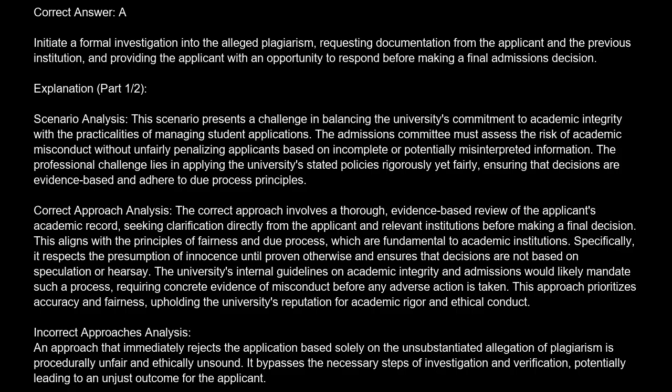hearsay. The university's internal guidelines on academic integrity and admissions would likely mandate such a process, requiring concrete evidence of misconduct before any adverse action is taken. This approach prioritizes accuracy and fairness, upholding the university's reputation for academic rigor and ethical conduct.